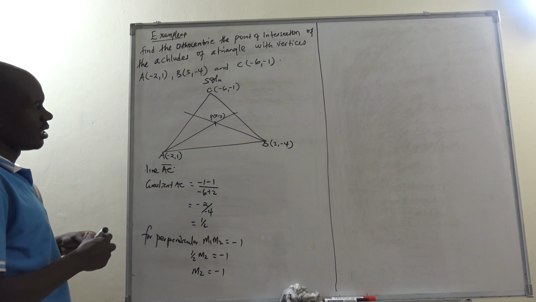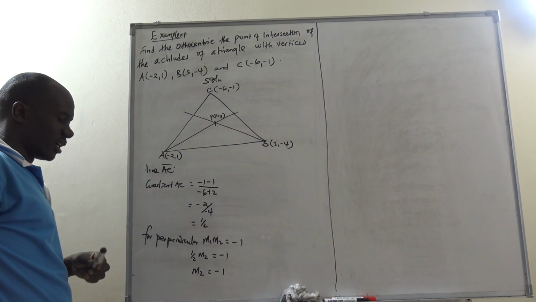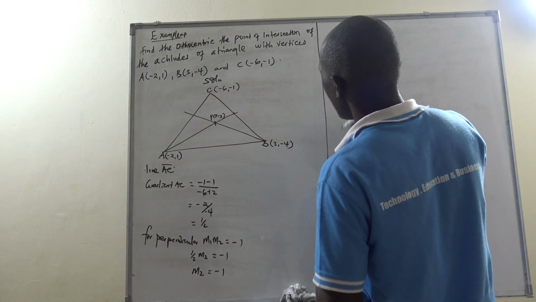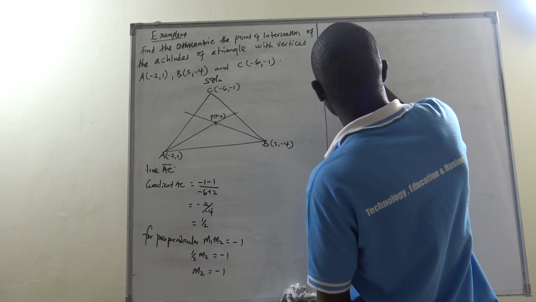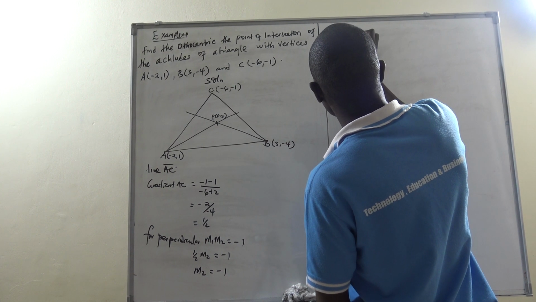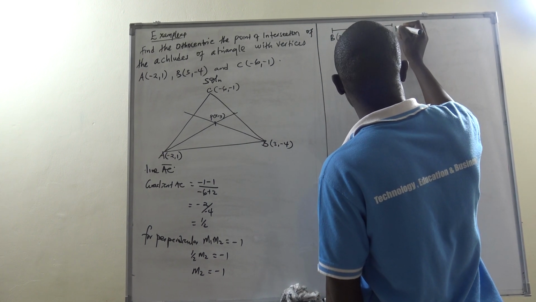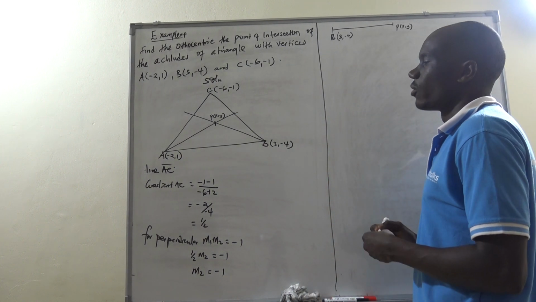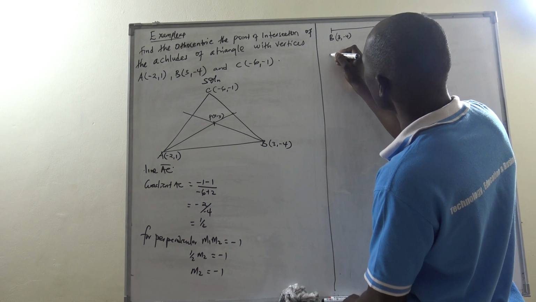So M2 alone is -2. The altitude to line AC comes from point B, which is (3, -4), and the point P is already given as (x, y). So can we get the equation of this line? We are still using the gradient formula.